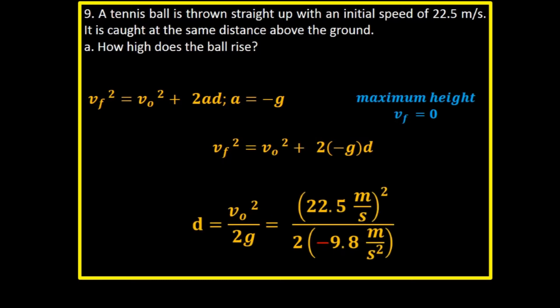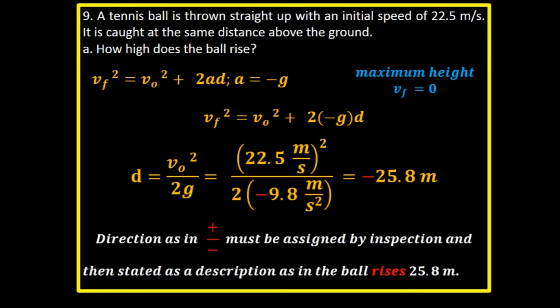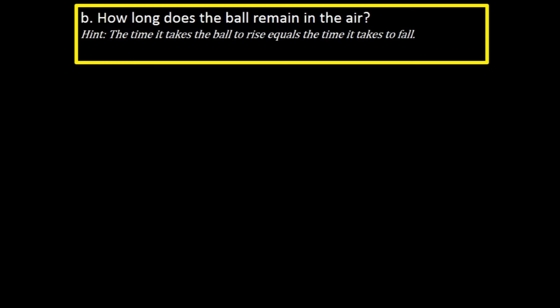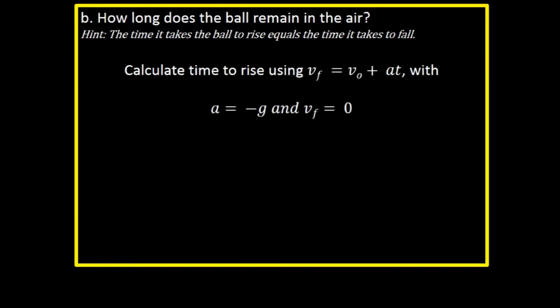Okay, enough said. So this one is going to be 22.5 squared divided by 2 times 10, or 2 times 9.8. And the answer's direction, as in plus or minus, must be assigned by inspection and then stated as a description, as in the ball rises 25.8. Next, how long does the ball remain in the air? Hint, the time it takes the ball to rise equals the time it takes to fall. You add the two and you'll get the time it remains in the air.